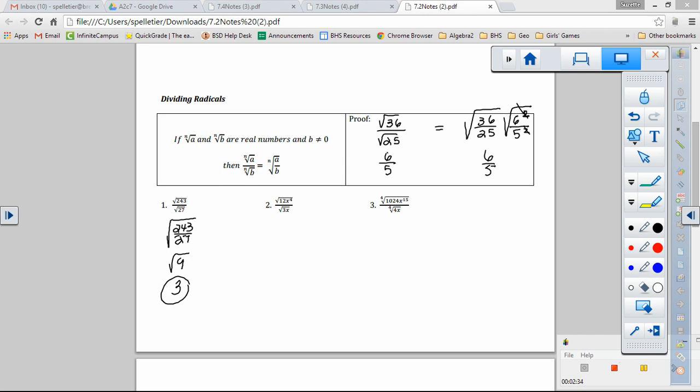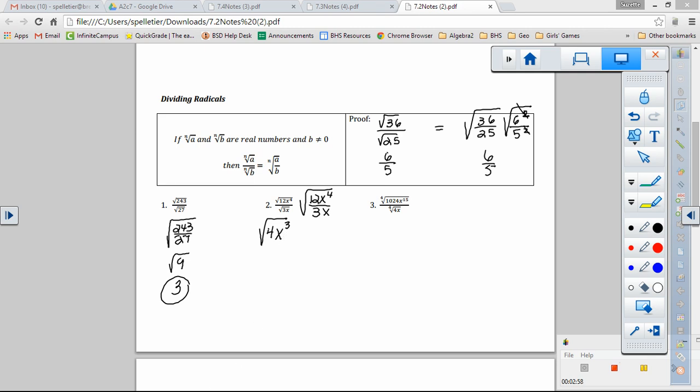Now, let's try one with a variable in it. We have the square root of 12x to the 4th over 3x. So let's simplify what parts of that fraction we can. So 12 divided by 3 is 4. So I'm going to have the square root of 4. And then x to the 4th divided by x leaves me with x to the 3rd.